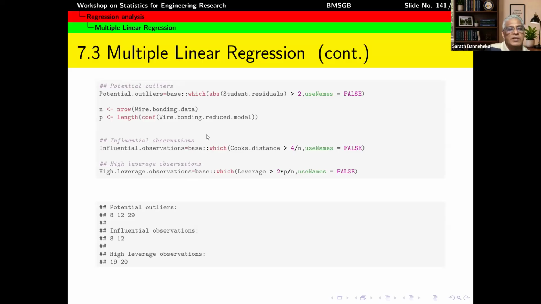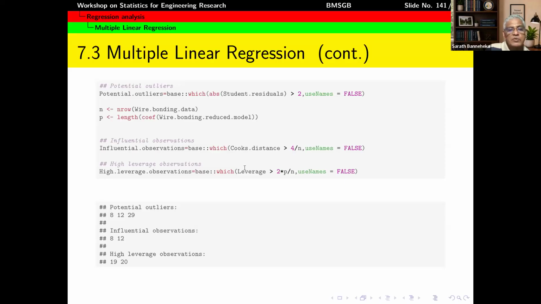So after I give this command, I ask the computer to print the potential outliers. The potential outliers are observations whose absolute studentized residuals are greater than 2. There are 3 observations: the 8th observation, 12th observation, and 29th observation have studentized residuals which are greater than 2 in absolute value. So that means greater than positive 2 or less than negative 2. And influential observations, according to this criteria, there are 2 influential observations, 8 and 12. So you can see that 8 and 12 may also be potential outliers. And 29 is also a potential outlier according to this criteria, right?